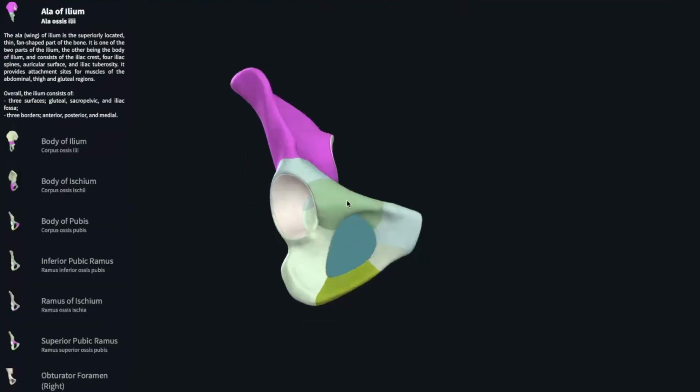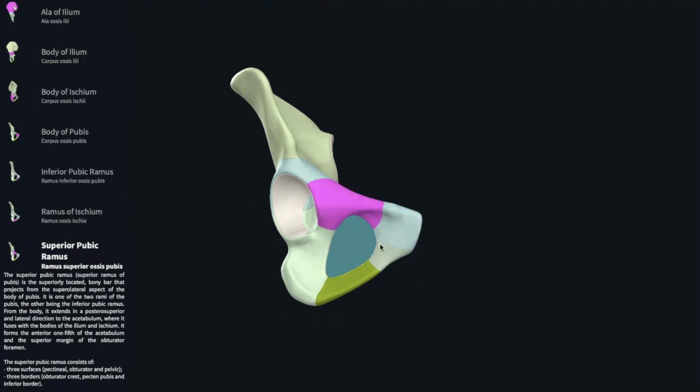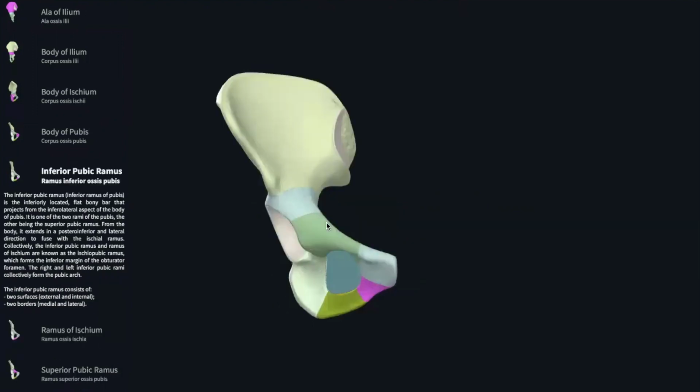And for the pubis, we have three parts. We have the body, again, the main area, and then we have two rami, the superior and the inferior ramus. And that's basically it. Just everything has a body and a ramus of some kind.